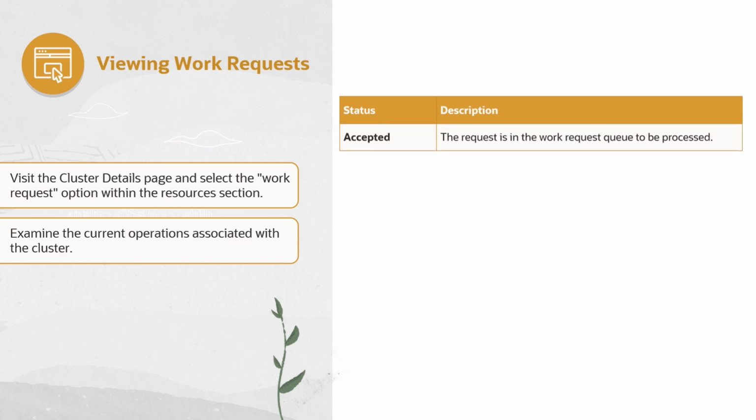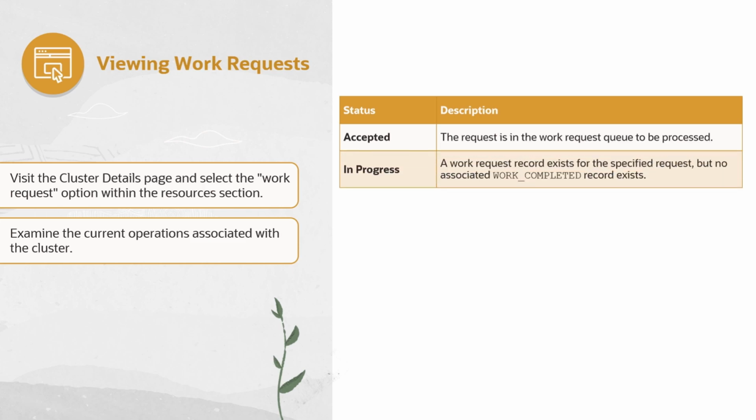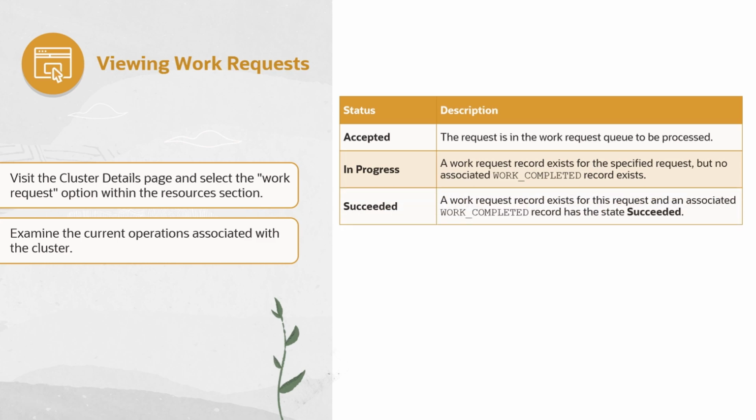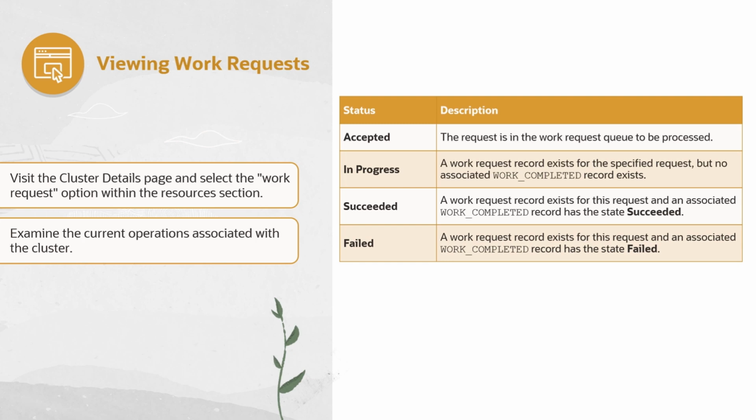Accepted indicates that the request is currently in the work request queue awaiting processing. When a work request is in progress, it means there is a record for the specified request, but no associated work completed record exists yet. Succeeded signifies that a work request record exists and there is an associated work completed record with a successful state. In case of a failed status, a work request record exists, but the associated work completed record indicates a failure.